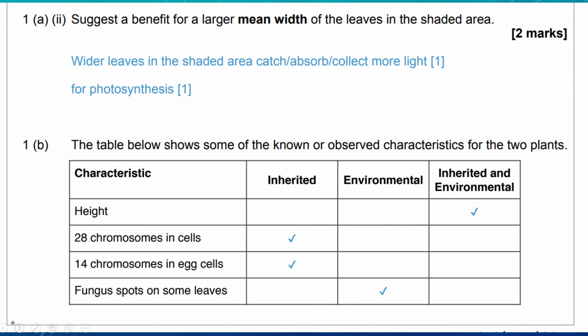Suggesting a benefit for a larger mean width of leaves. The wider leaves can catch, absorb, collect more light. That would get you 1 mark, this idea of getting more light, and the 2nd mark for this process of photosynthesis. In terms of which of these features are inherited, environmental, or both, height is caused by a mixture. 28 chromosomes in cells would be only inherited, and 14 in egg cells would be only inherited. Fungus spots on some of the leaves would be caused by the plant being infected by fungi, and so that would be environmental.